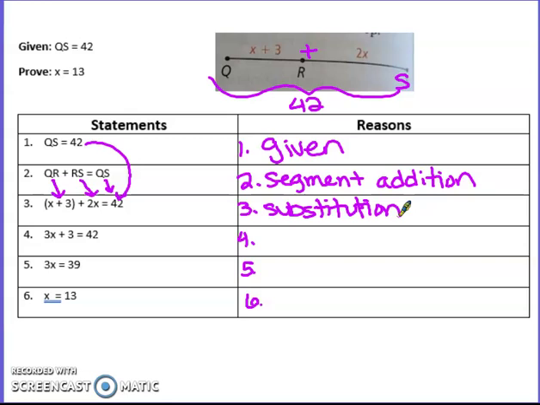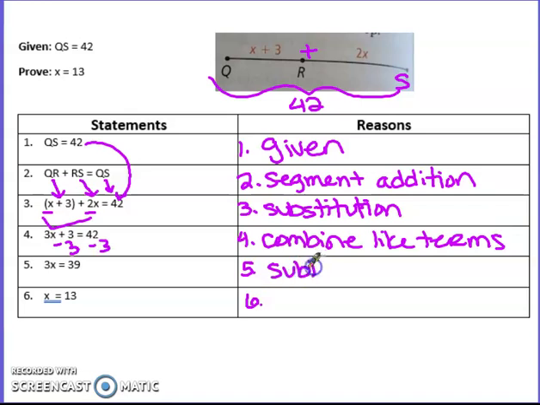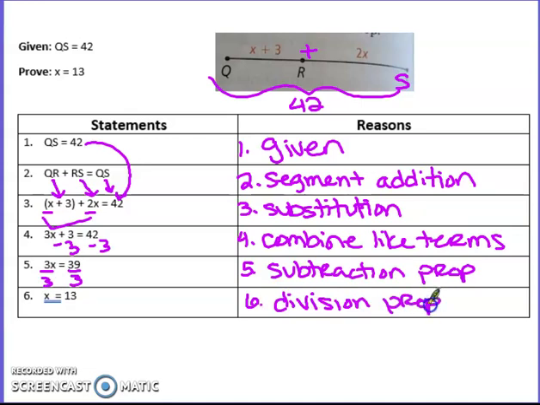To get from line 3 to line 4, I take x and 2x and add them together to get 3x. So step 4 is your combining like terms. If I were solving this algebraically, I now know I need to subtract 3 from both sides. Well, if I subtract 3 from both sides, that's my subtraction property. Last but not least, 3x equals 39. 3 and x are being multiplied, so the opposite is I'm going to divide by 3 on both sides. So line 6 is your division property.